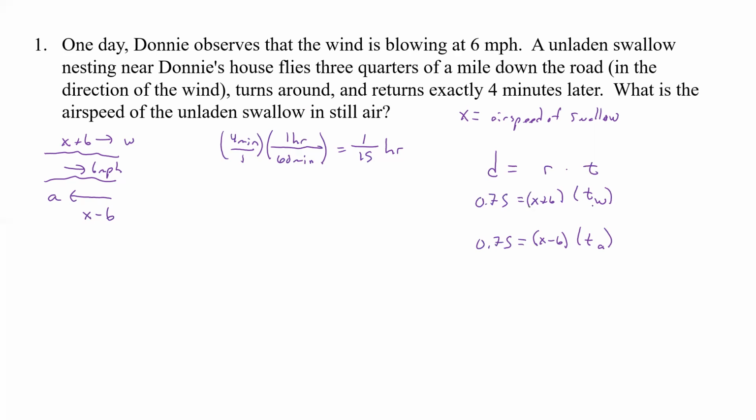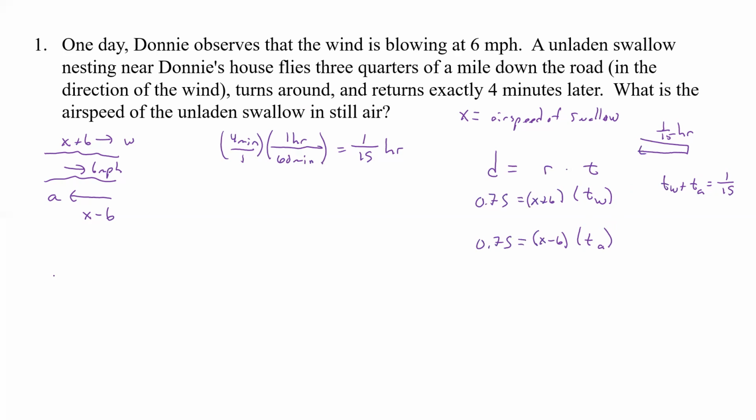Now, what do we know about TW and TA? We know that it flies one way, turns around, comes back, and that takes 1/15th of an hour. So what we can say is TW plus TA is equal to 1/15th. That might be a way to report this as something we can do. TW plus TA equals that 1/15th of an hour. All right, now because we know that, I'm going to solve for TW and TA.